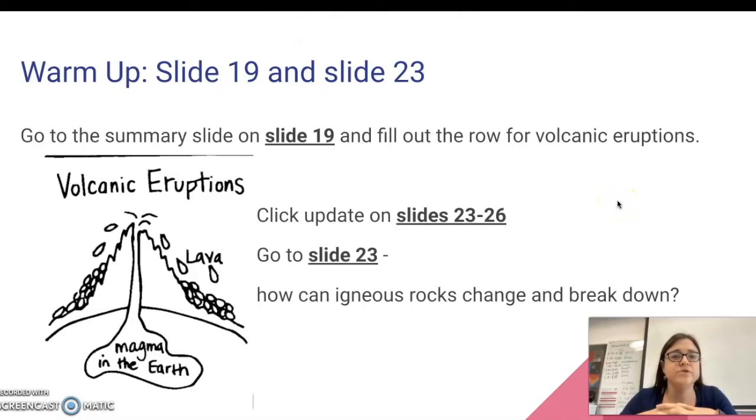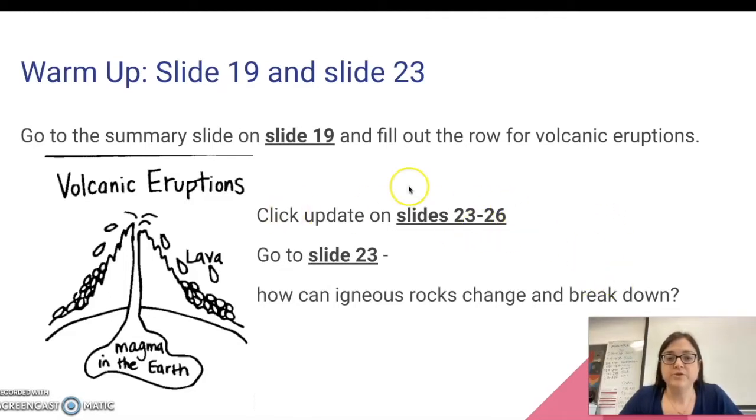So first you obviously need to do the warm-up. You want to go to the summary slide on slide 19 if you haven't yet, and fill out the row for volcanic eruptions. All right, so you'll think about, describe the process, how long did it take? Is it fast or slow? Keeping in mind that slow in geological terms is like millions of years. And then how big of an area does it affect?